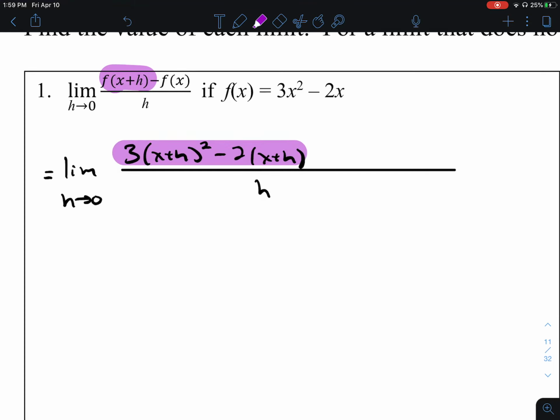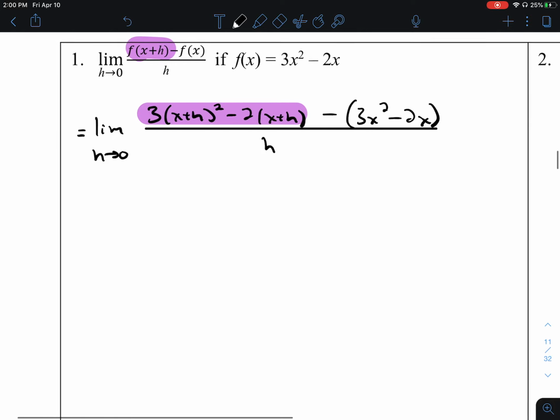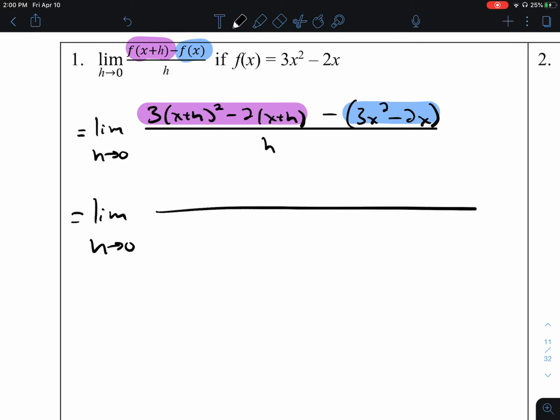That represents this part here. And we're supposed to subtract from that the original function f of x, which is 3x squared minus 2x. Now we can't evaluate this directly because we'd be dividing by 0. Let's try to simplify the numerator and see if we can factor an h out of it.